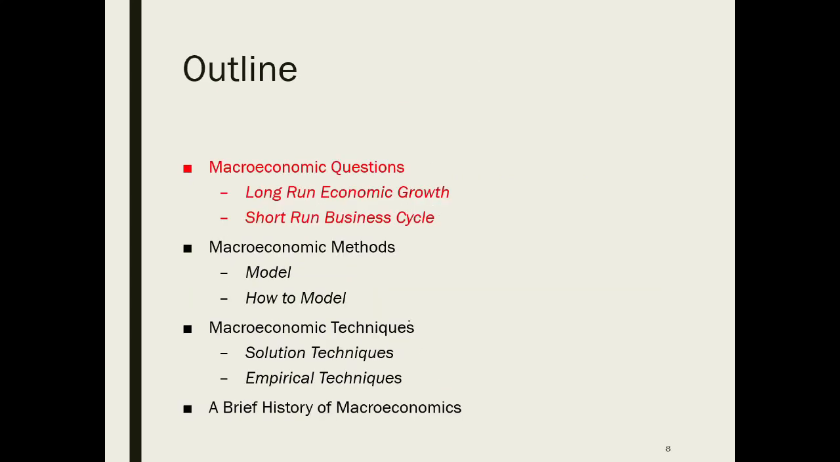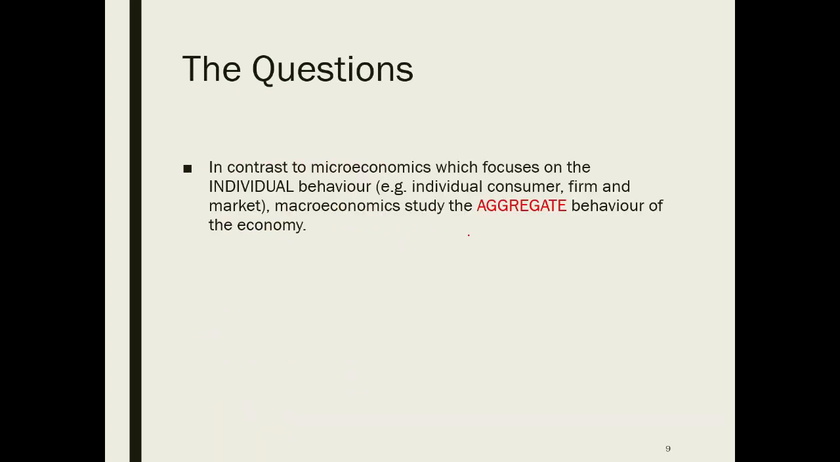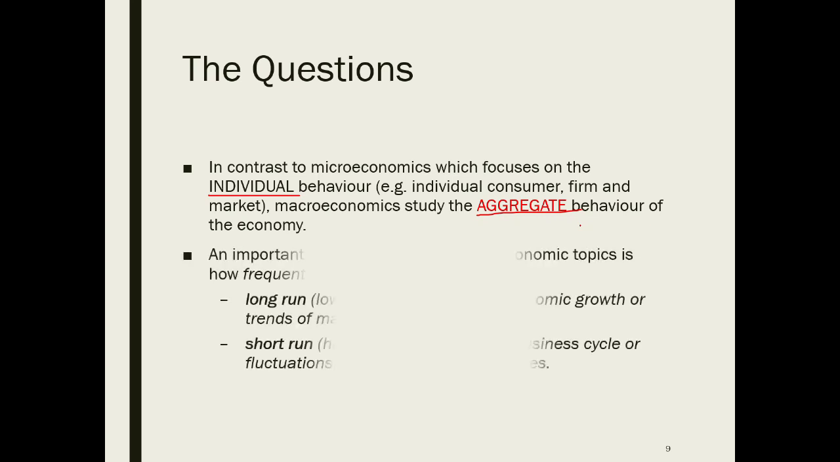So first things first, the questions of macroeconomic theory. We all know that there are two branches of economics, microeconomics and macroeconomics. The fundamental difference between the two is that microeconomics focuses on the individual behavior, including consumers and firms in specific markets, while macroeconomics focuses on the aggregate behavior of the entire economy. It usually does not pay special attention to a particular consumer or a particular firm, but the aggregate consumption and production.